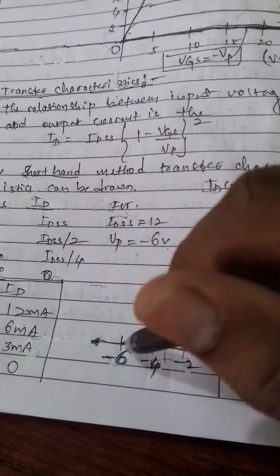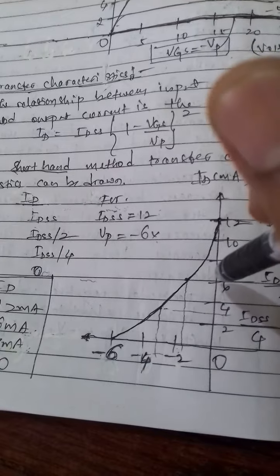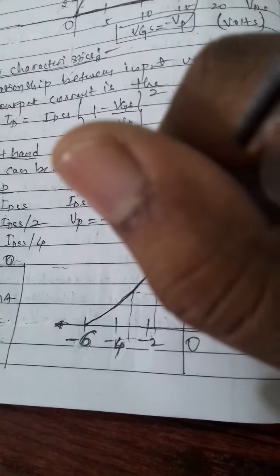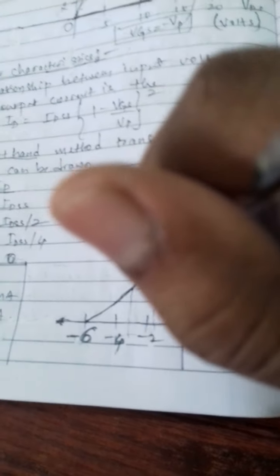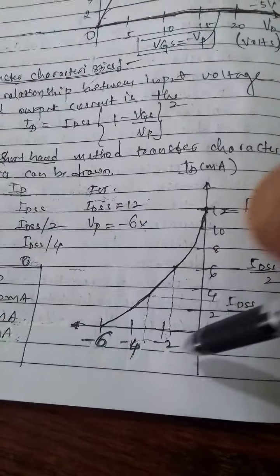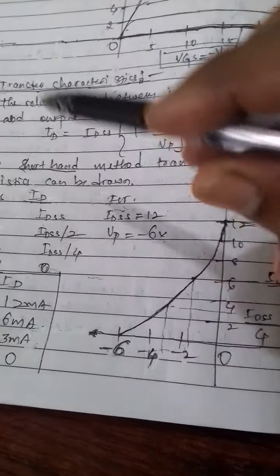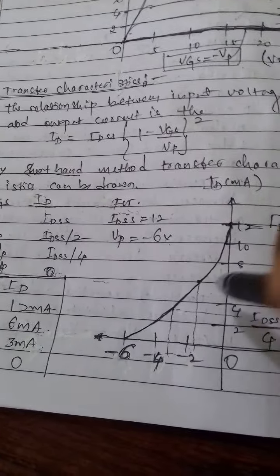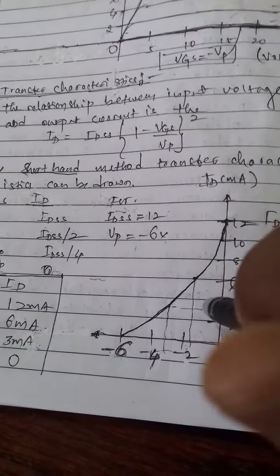Here 12 milliamperes and here it is 6 volts. From the given data, VGS is equal to 0, it is 12 milliamperes, and VGS is equal to 1.8. The VP it is equal to 3 volts.